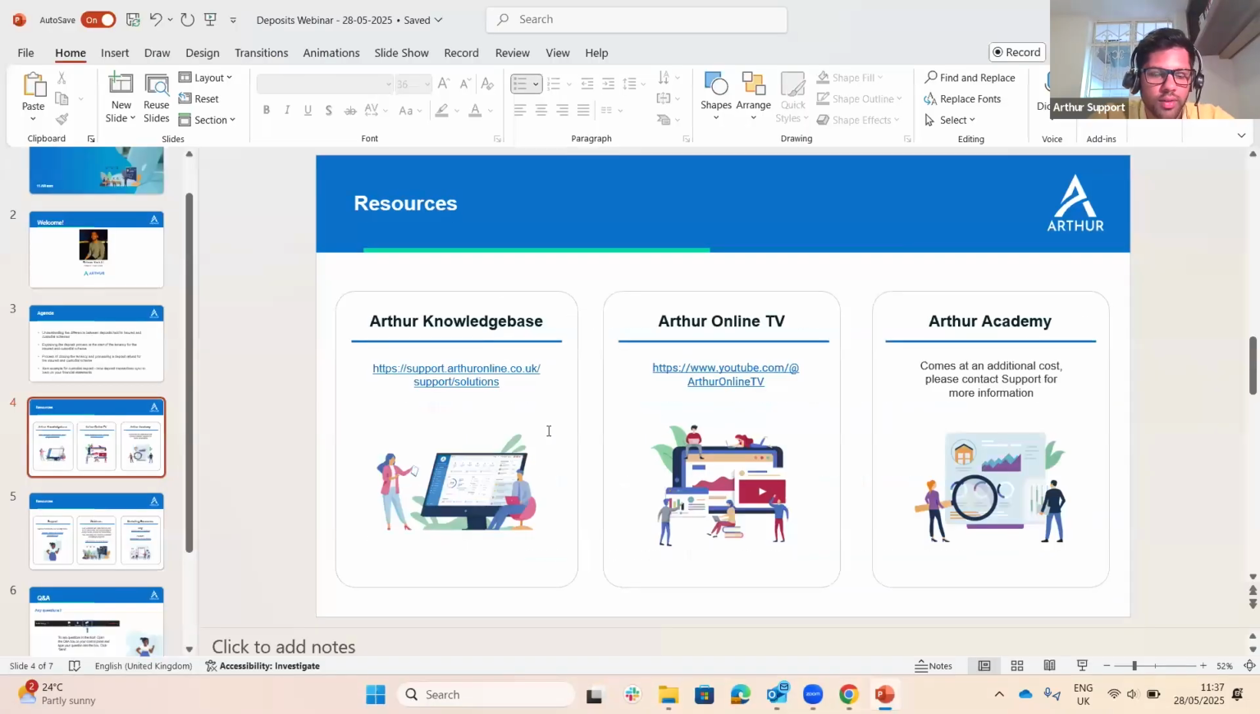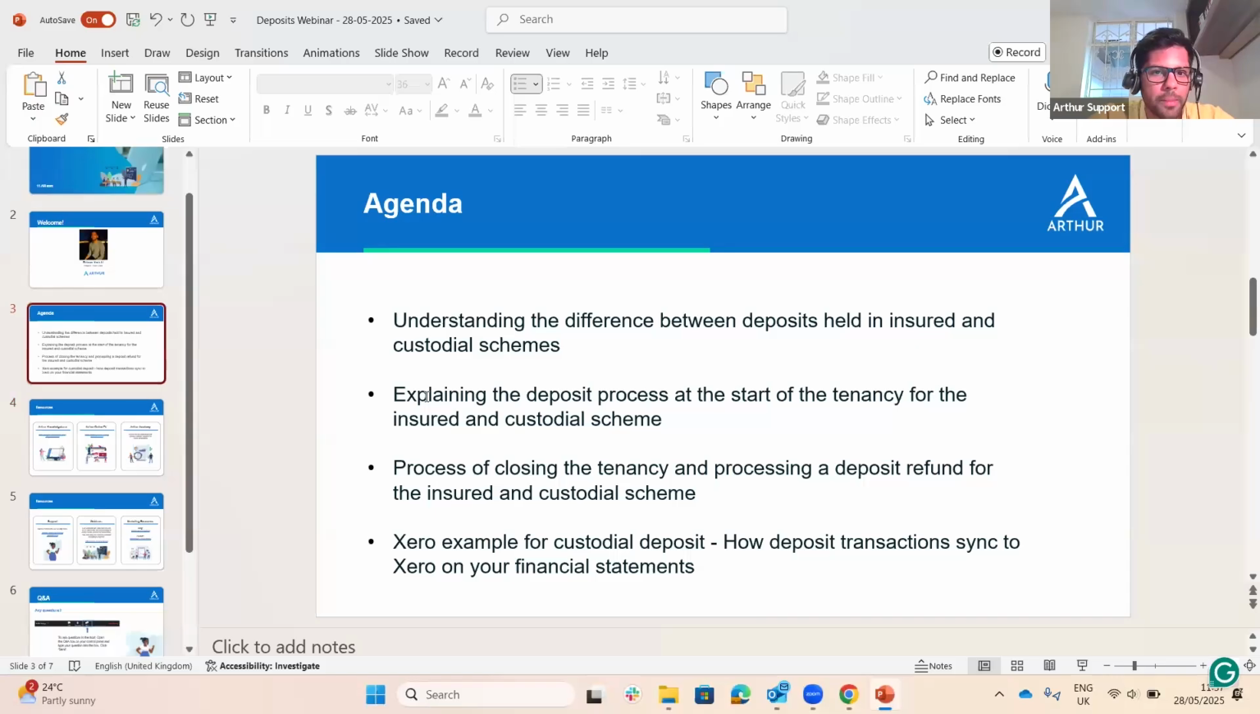So we've looked at the first two sections here. We've looked at the start of a tenancy for both insured and custodial scheme. We've also gone through the process of deposit refunds at the end of the tenancy for insured and custodial schemes. What we'll go through now quickly is Xero, specifically how deposit transactions sync across to Xero, just so you have an understanding of how the charges we've added in the custodial scheme are all accounted for in your financial statements, and how everything is syncing across to Xero.